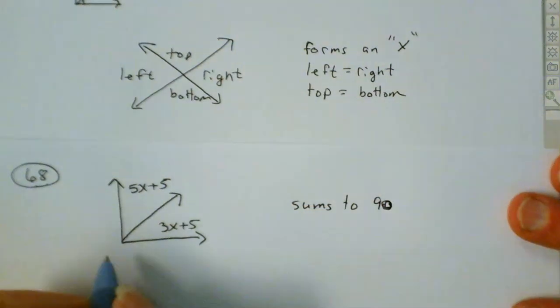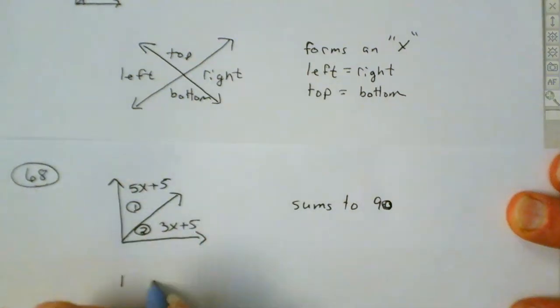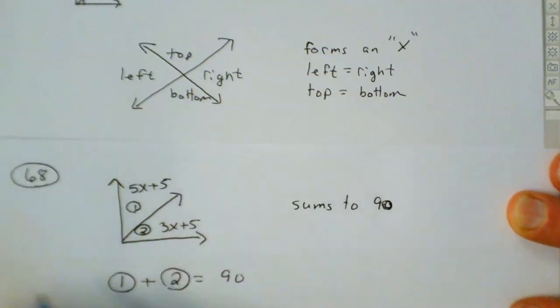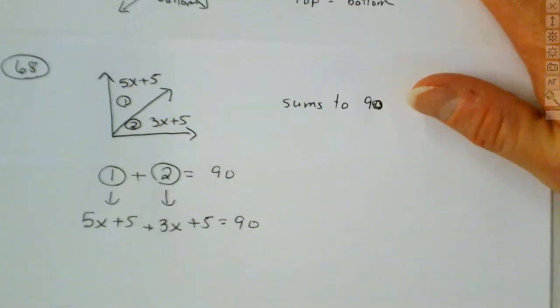So that means when we put these together, and you can label them as 1 and 2 if you want, 1 plus 2 equals that 90 degrees, right? So it's angle 1, angle 2. What was angle 1? 5x plus 5. Angle 2 is the other one, and that's 3x plus 5, and that equals now 90.